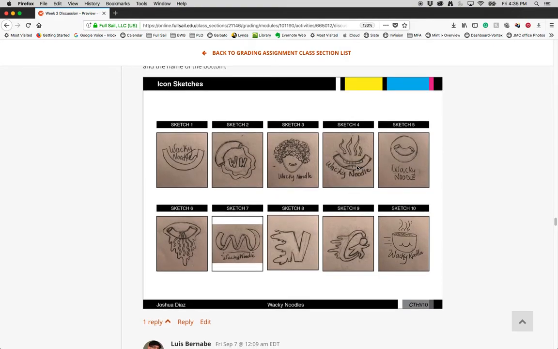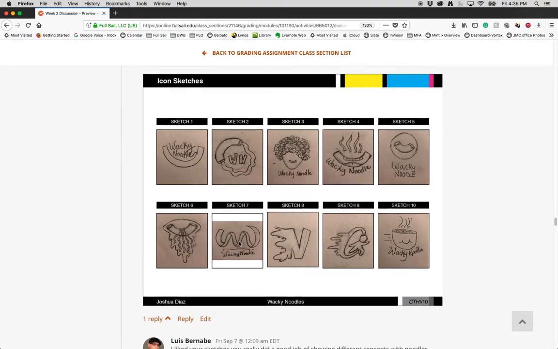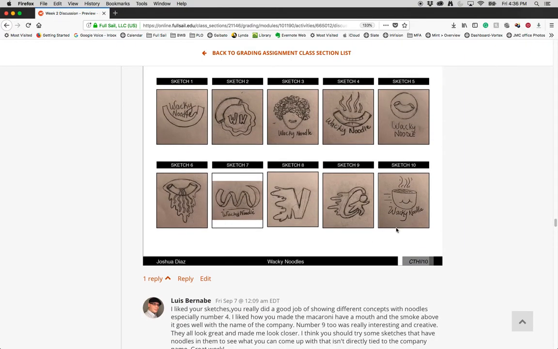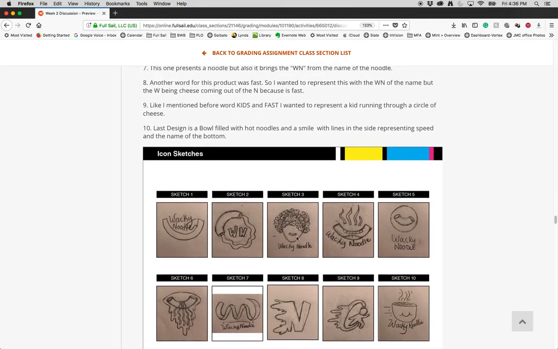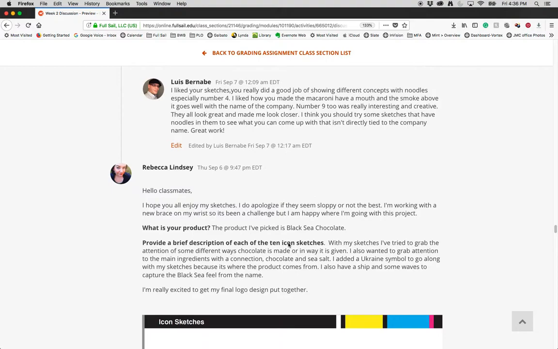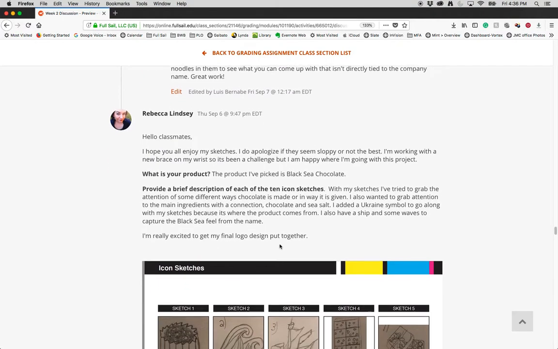This is really interesting. Number four, it's kind of a mouth in the negative space of the noodle. I think the steam coming off of that kind of ruins the effect a little bit, maybe. So number three, number four, number nine, and number seven, all potential ones. I kind of like the smiling bowl too. All right, so you got some good options. So keep going. Next is Rebecca.